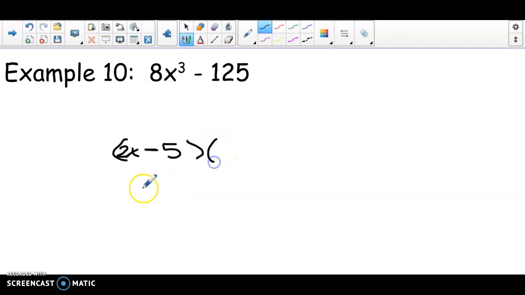My second parentheses, I take this first term and I square it. 2x times 2x gives me 4x squared. Opposite sign, so this one's going to become plus. I multiply what was in the first parentheses together, so 2x times 5 gives me 10x. Second sign in the second parentheses is always positive, and I square the 5. So 5 times 5 is 25, and that's factored.